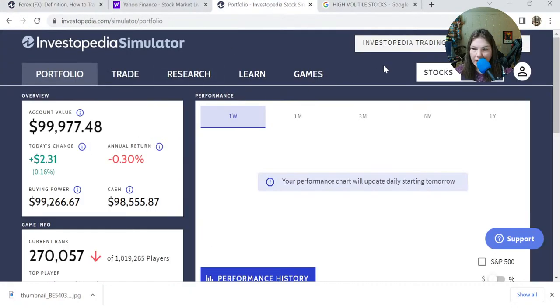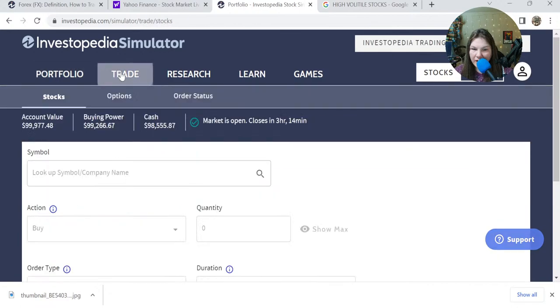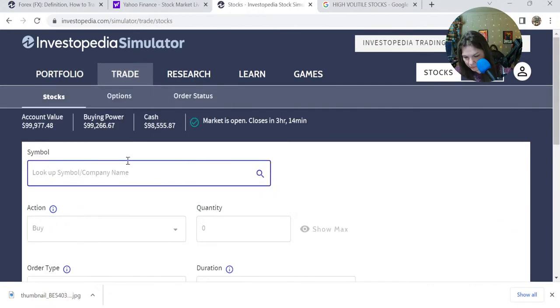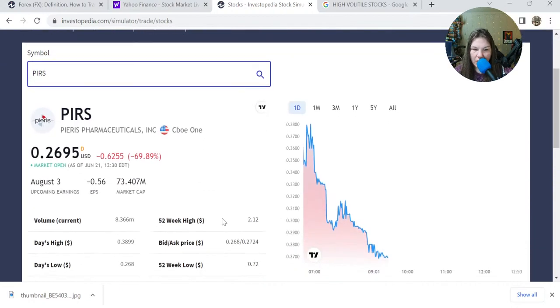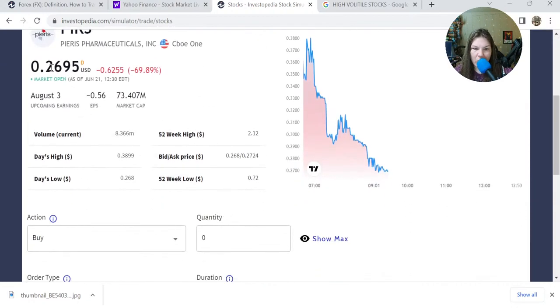Most volatile U.S. stocks. We got Pieris Pharmaceuticals. Man, look at how they tanked. Holy tanker. PIRS. Let's look that up. Okay, where are you, PIRS? Okay, it's a pharmaceutical. Why is it tanking? Whoa, it's only at 0.2695 cents. This is called a penny stock, guys, and they mean it. It's less than a penny.